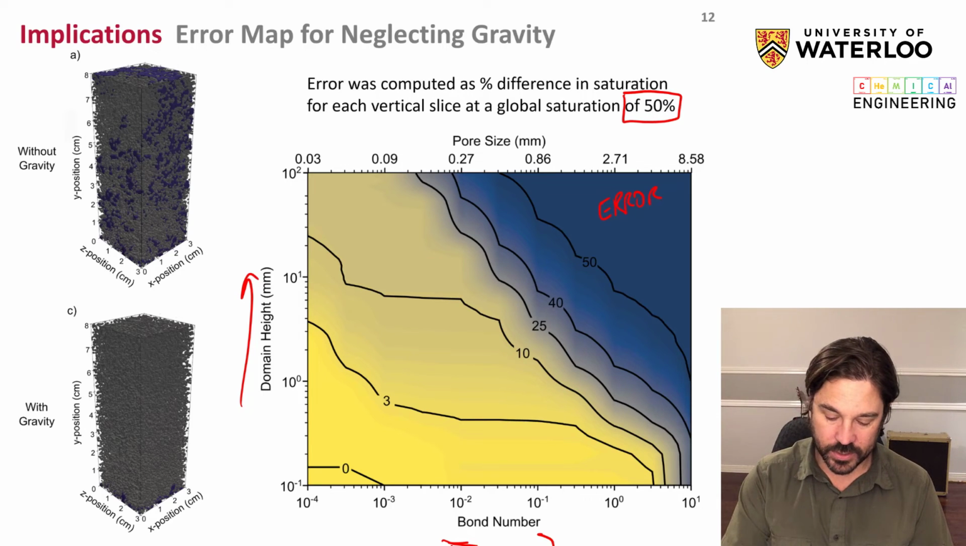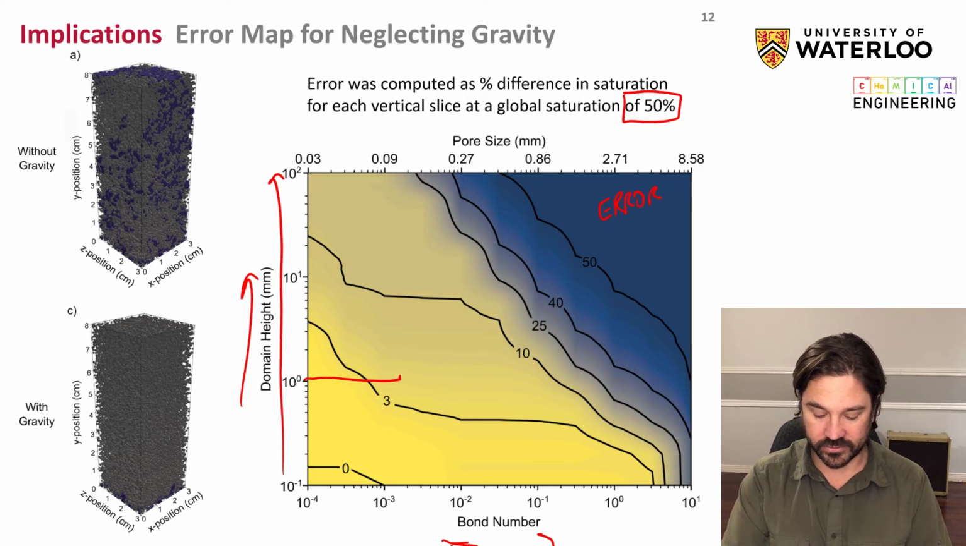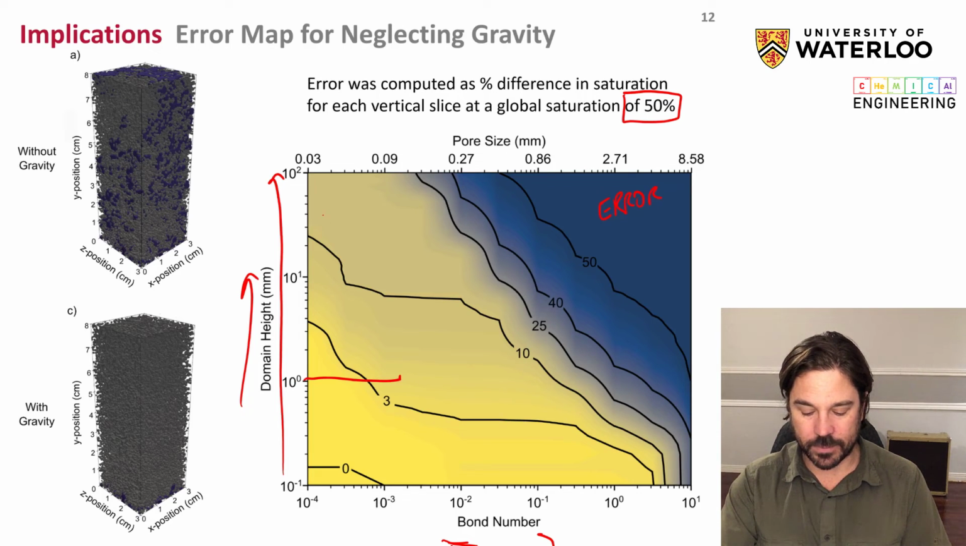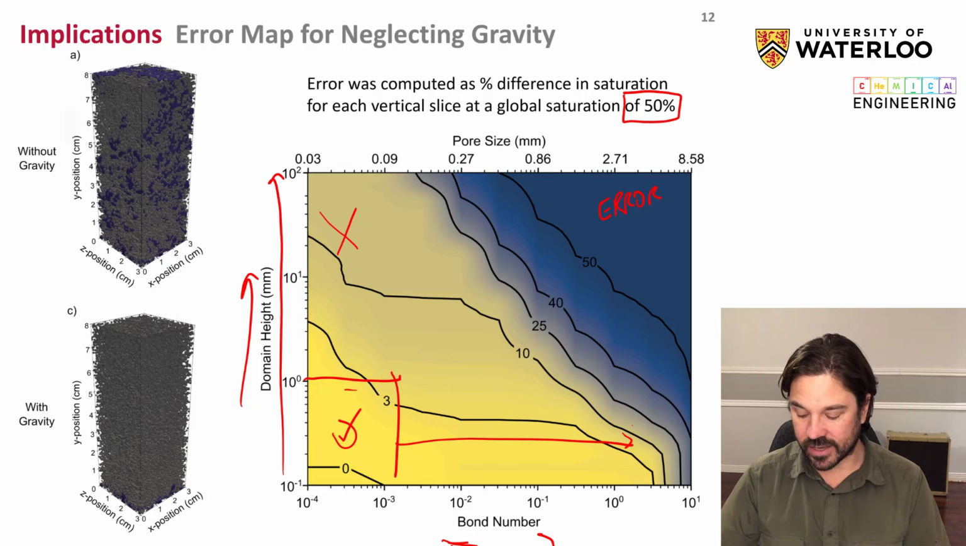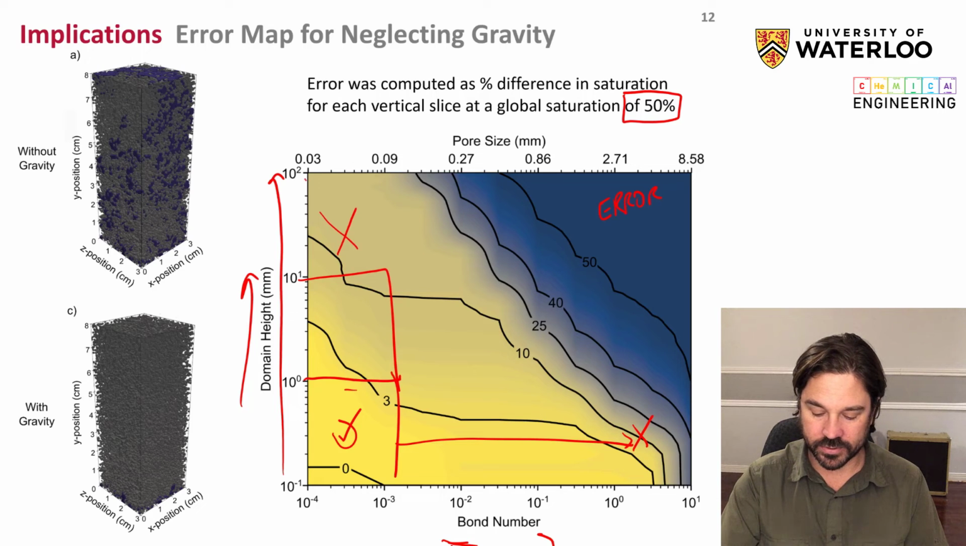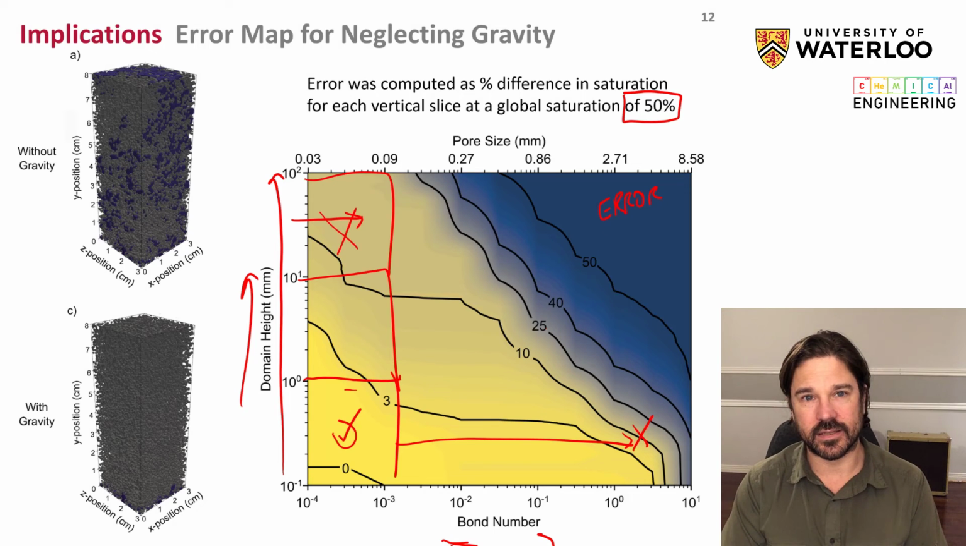We generated a very large image and looked at each slice. But if your image is not that large, say it's only 1 millimeter tall, then you're not up in this area. You're down here, in a region of very low error. If your bond number is quite large and your image is short, then maybe you've got some error. If your image happens to become taller, however, you're going to end up perhaps up here, where the error can become significant: 10, 20, even 50% difference in the saturation.